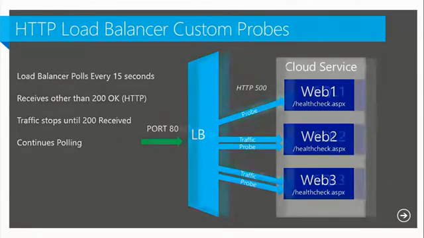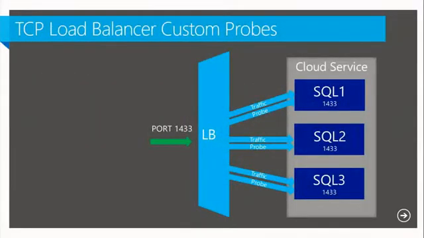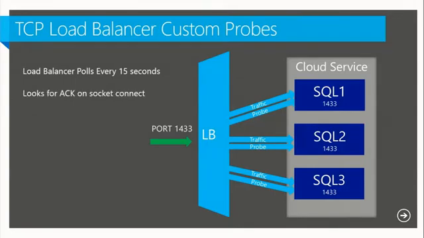So we can do the same thing for TCP ports as well, though. So TCP, we do the same thing. We try to do a socket connect on the port that you specified in the probe every 15 seconds. If we don't see an ACK, we're going to stop traffic to it. But we will continue polling to see if it actually does work. So I'm going to walk you through showing you how you can do that.